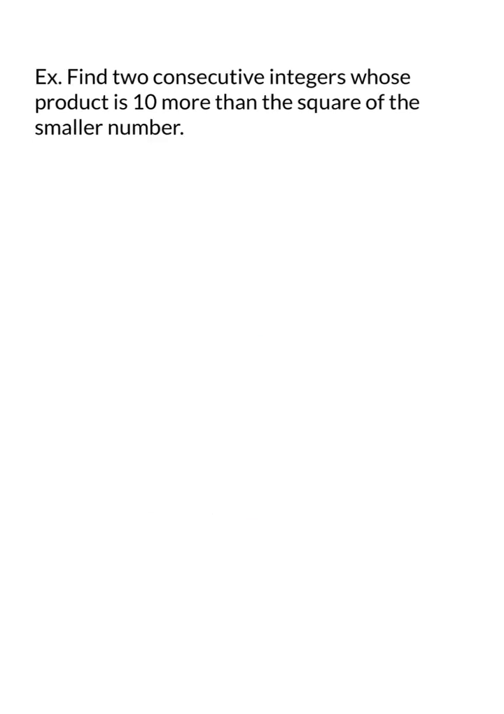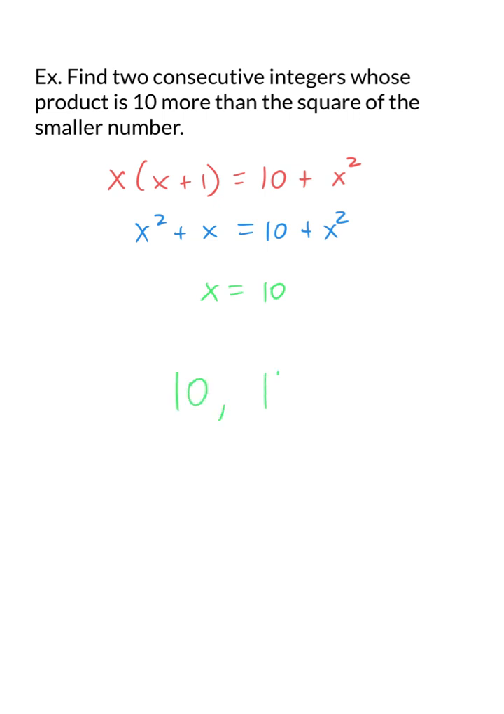All right, this next problem says find two consecutive integers whose product is 10 more than the square of the smaller number. Consecutive integers, they're not even or anything, they're literally in order. And so we have x times x plus 1 is equal to 10 plus x squared, because the smaller one would be x squared. So then we distribute: x squared plus x is equal to 10 plus x squared. Our x squareds cancel and you're left with x equals 10. So then our numbers are 10 and 11.